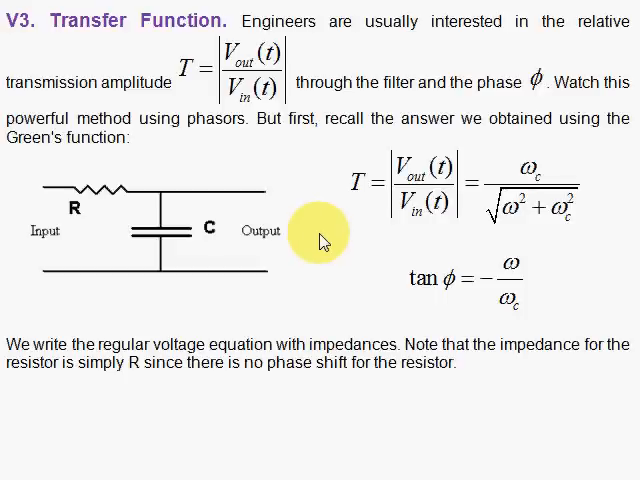Dr. Phys, Theoretical Physics, the transfer function. Now we're going to see the powerful technique of using phasors to find the output amplitude relative to the input amplitude for a low-pass filter, and we'll do it rather quickly without even needing calculus.